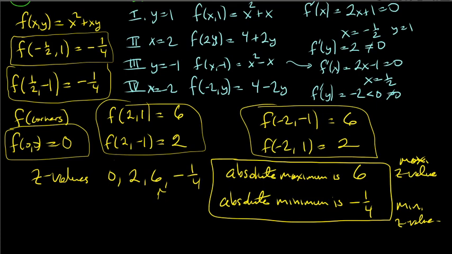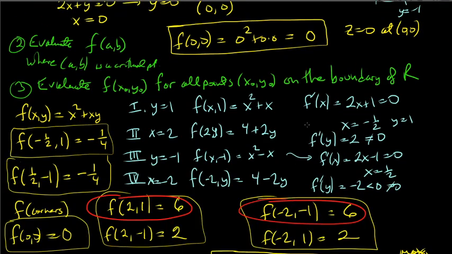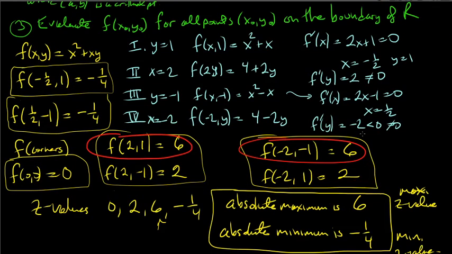Now keep in mind that the maximum value occurs at 2 different points. It occurs at these corners up here. I should do them in red. What were they? Yeah, (2, 1) and (-2, -1). So the upper right corner here is where you have the maximum of 6, and the lower left corner, you also have the same maximum value of 6.